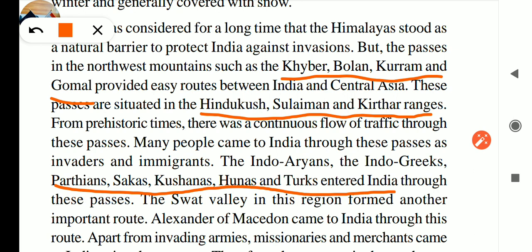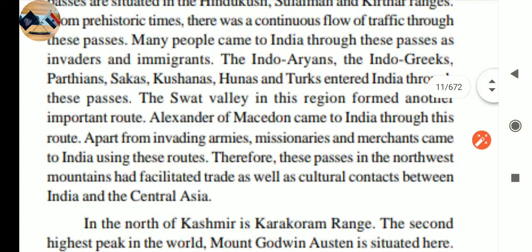Because if you go to the south, we have water on three sides, and when it comes to land, they have to come through these passes only. When it comes to the northern side, especially northwest and northeast, there are the Himalayas which stood as a natural barrier, so they can't easily enter. So one of the passes which allowed invaders to enter India are the Khyber, Bolan and Gomal passes. They are situated in these ranges. As I told, Indo-Aryans, Indo-Greeks, so many people came.